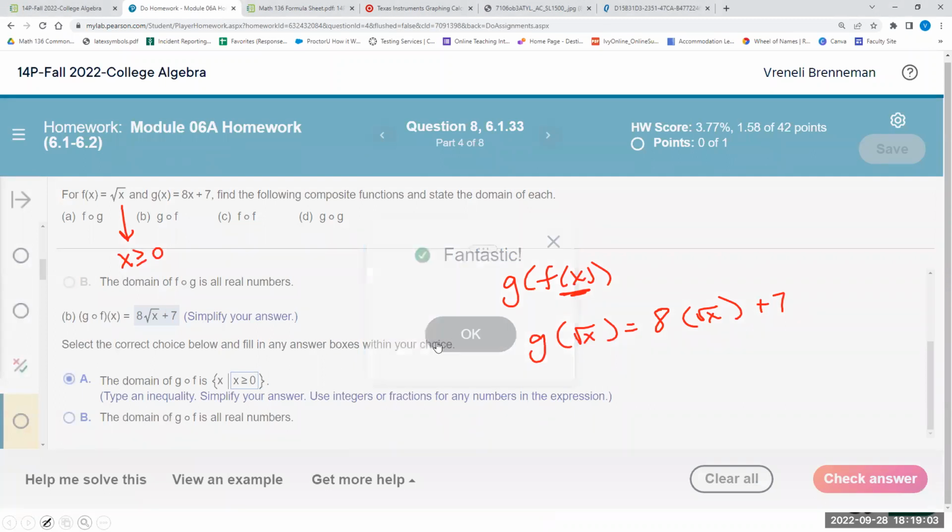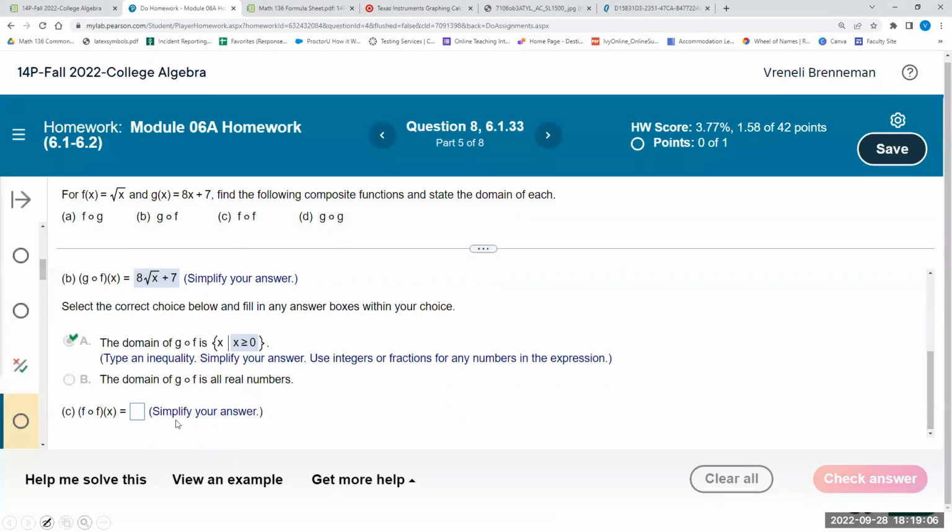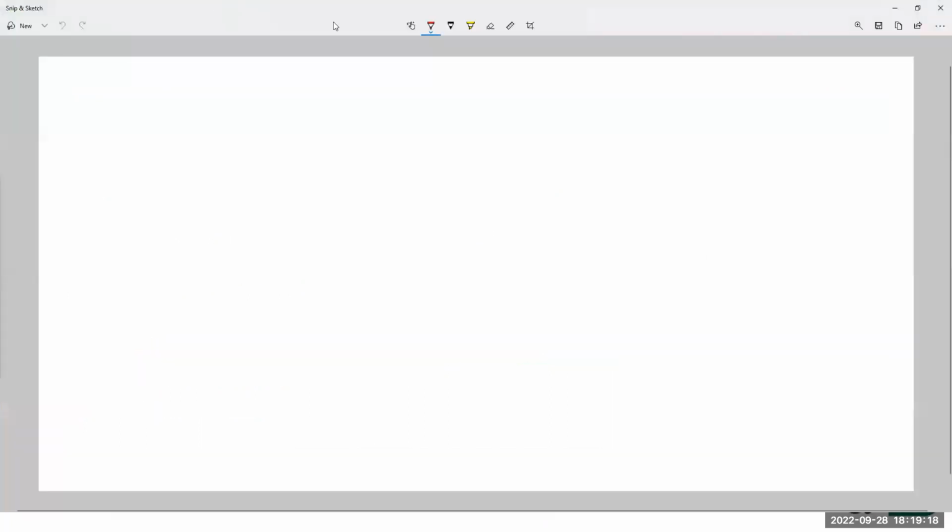So that's finding the composition of functions and their domain. And that's pretty much what I had for composition. And we're moving on then to inverse functions. So I want to talk a little bit in general about inverse functions first, and then we'll look at some examples.